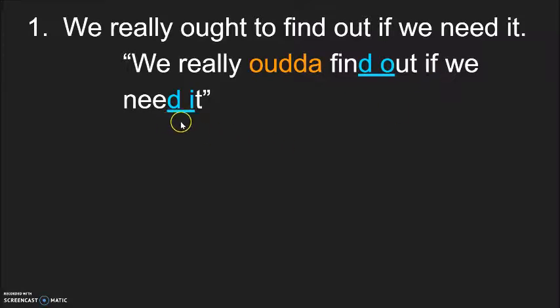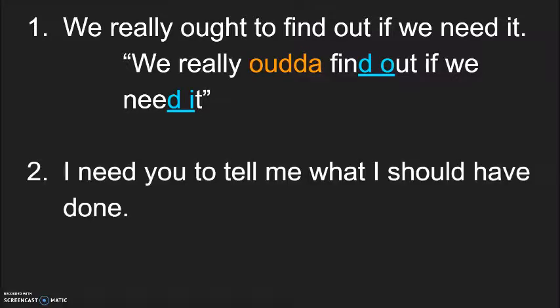You see the same thing happening with need it. That D pushes forward onto the vowel which is following. We really ought to find out if we need it. Number two, I need you to tell me what I should have done.